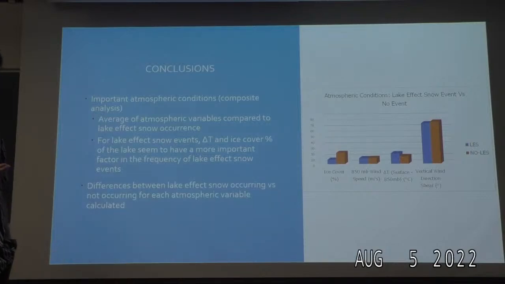For example, ice cover, when there was no event observed, was about 20% of the lake, and when there was an event observed, it was about 9% of the lake. The differences between lake effect snow occurring versus not occurring are plotted below. Ice cover percentage is about an 11.53% difference between events occurring and not occurring, and delta T was about 1.89 degrees Celsius.